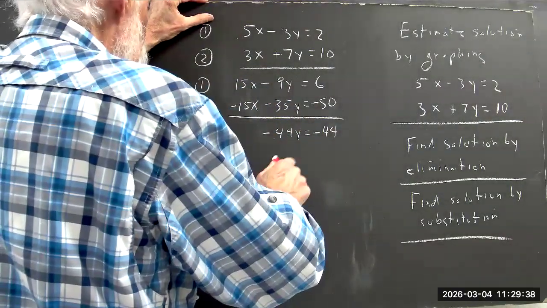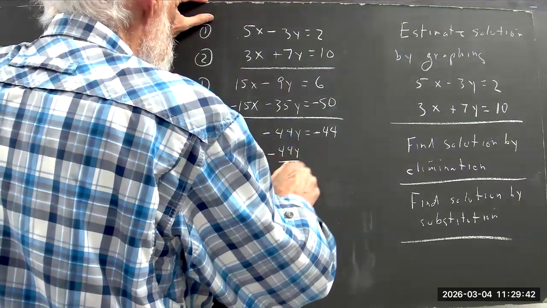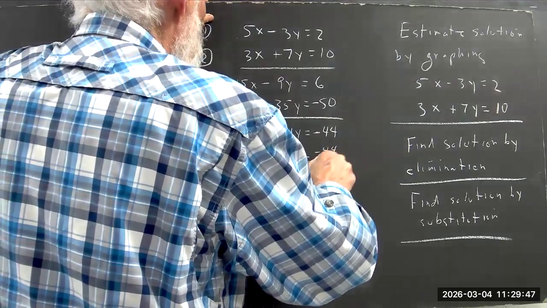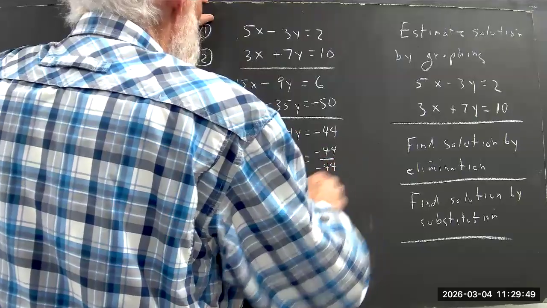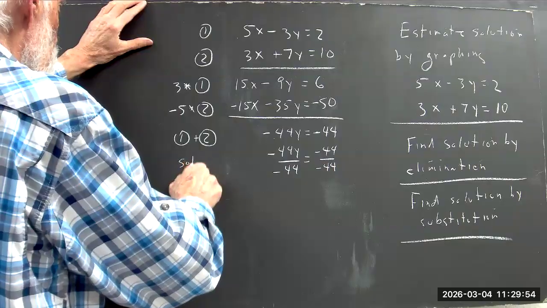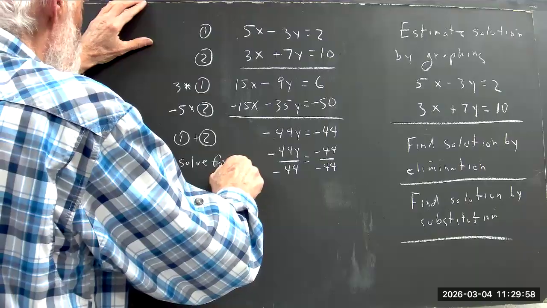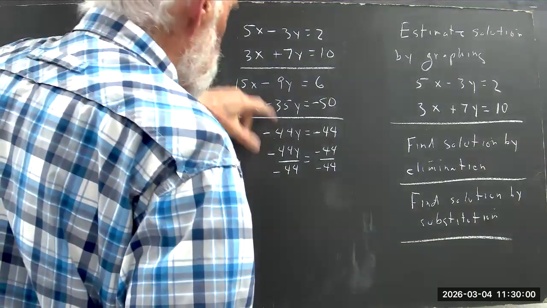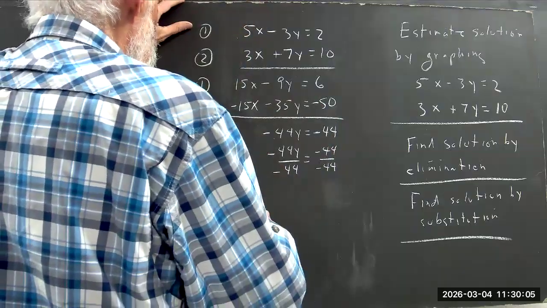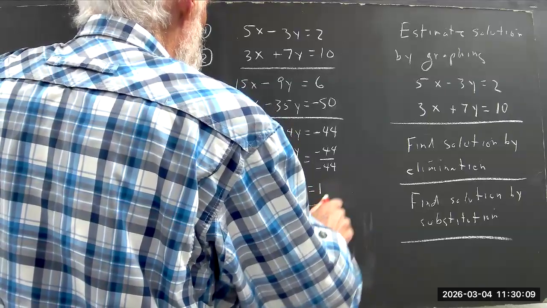Then I divide both sides by negative 44. So I'm going to write to the left of this, I say solve for y. That's where I divide both sides by negative 44. And I get y equals 1.